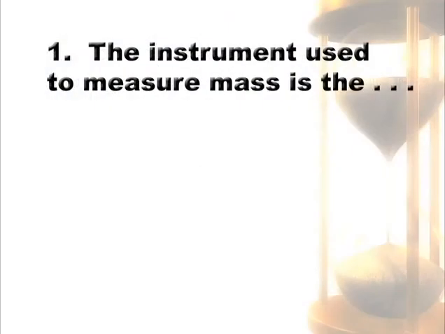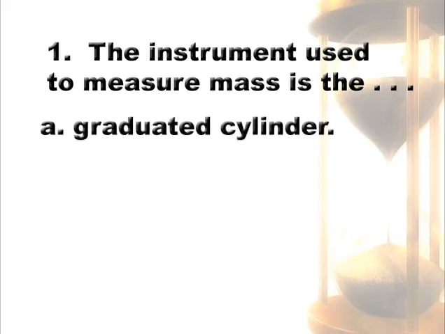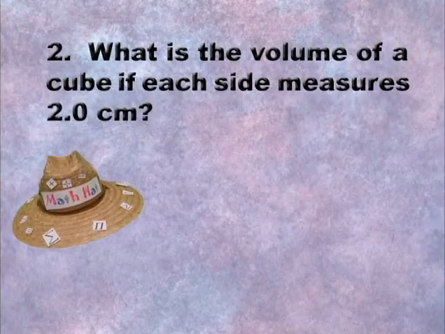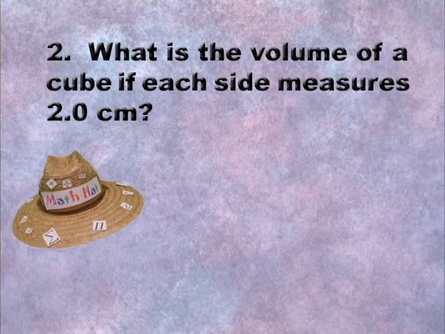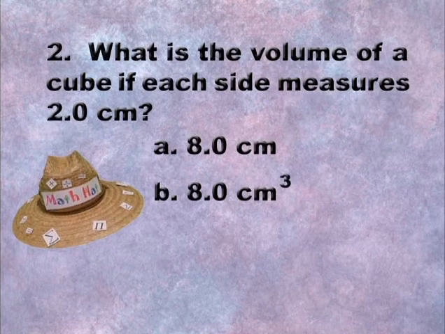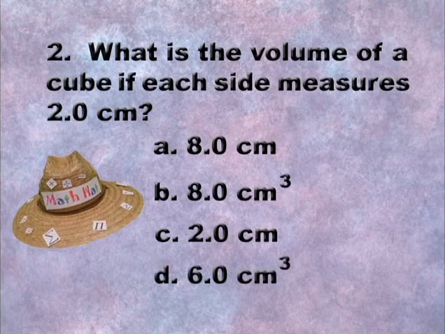Okay, question number 1 from today's lesson. The instrument used to measure mass is the A. Graduated cylinder, B. Ruler, C. Balance, D. Stopwatch. You will need your math hat for question number 2. What is the volume of a cube if each side measures 2.0 centimeters? A. 8.0 centimeters. B. 8.0 centimeters cubed. C. 2.0 centimeters. D. 6.0 centimeters cubed.